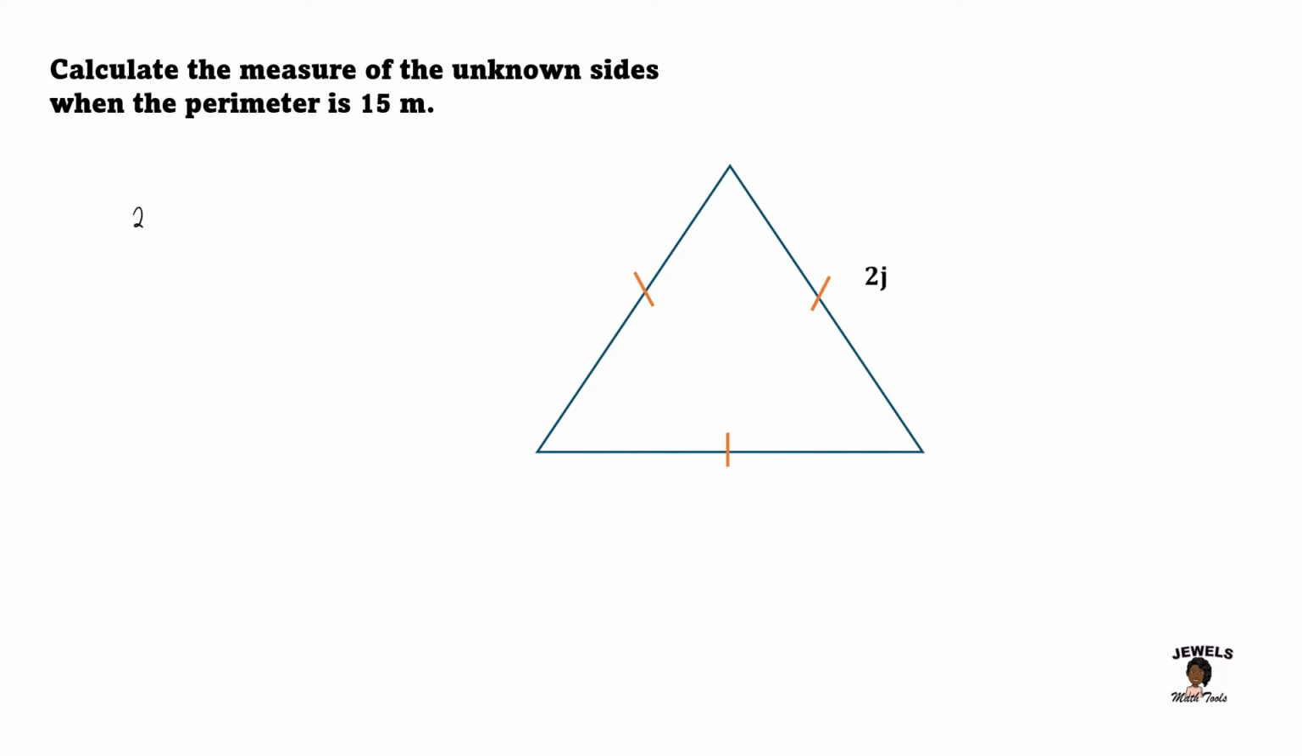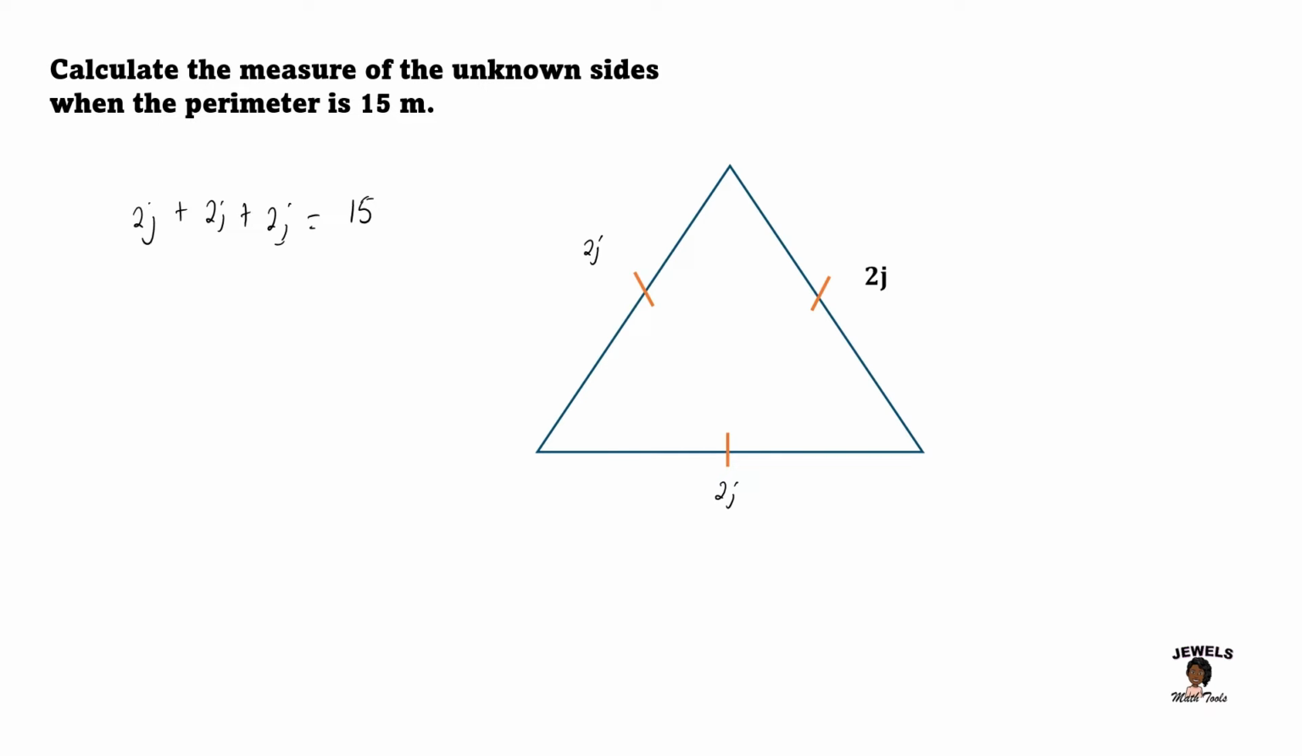Remember that our perimeter means that we are adding up all the sides. And remember that in the equilateral triangle, all of our sides are equal. So that means that each of these sides will be equal to 2j. So we will be adding 2j 3 times. Remember that these 2j's will equal 15. That's the length of our perimeter.